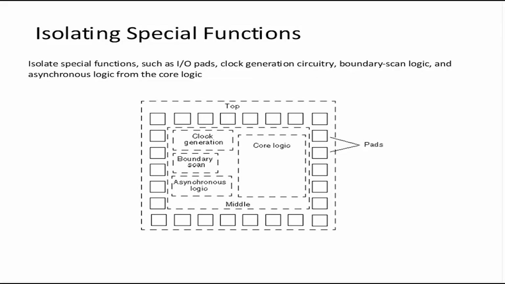Again, isolating special function is more applicable for bigger designs or even at the chip level, where you would want to separate your core logic, your pads, your boundary scan, and any asynchronous logic. All these different types of logic should be in separate hierarchies. This is how a chip is made. Usually a chip will have a top level that has separate pads, the core logic will be a separate module, boundary scan will be a separate module, and any asynchronous logic will be a separate module. Again, core logic would be divided into different functions. There might be a CPU, a video processing unit, a peripheral unit, and so on.